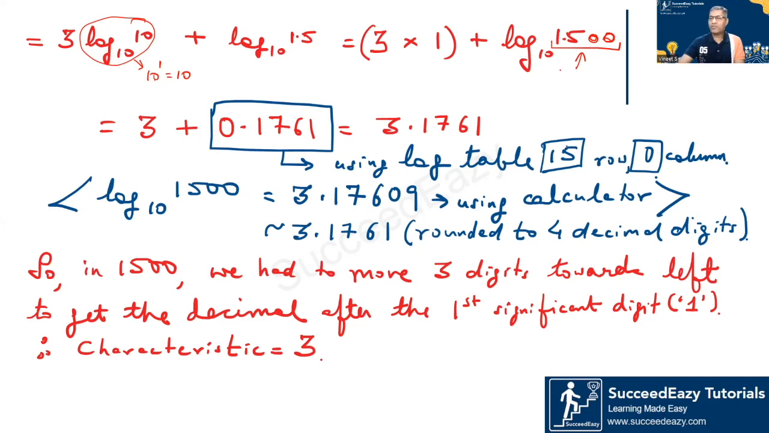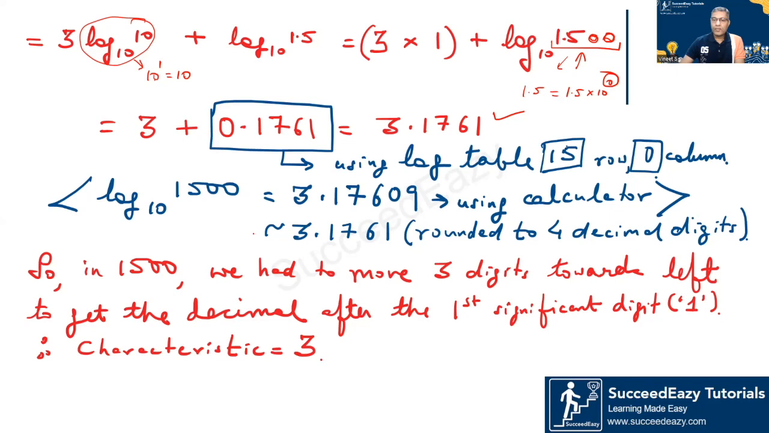Why? Because 1.5 can be expressed as 1.5 into 10 to the power 0. We have already seen that before. So this gives you the characteristic, and that's why you are going to get 0.1761. All right. Since we had already discussed that before, I have not calculated that separately, and this is just an indication to you. Okay. So you add 3 plus 0.1761 so as to get 3.1761. Okay. I hope you are clear till here.